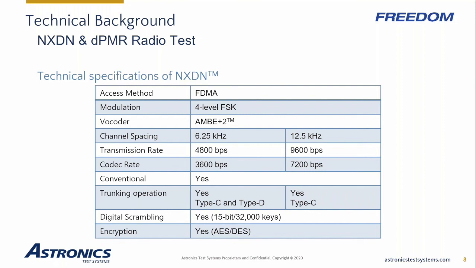The AMBE+2 vocoder is employed for digital voice at full rate and half rate for wide and narrow bandwidth channels respectively. In order to enable secure communications, the standard contains a built-in digital encryption mode, although we can also use AES or DES encryption if needed.